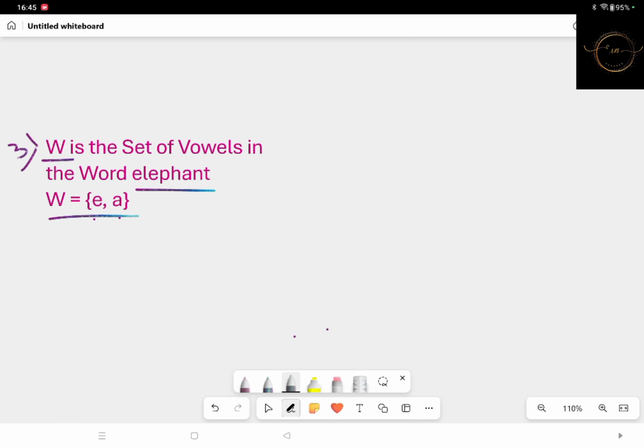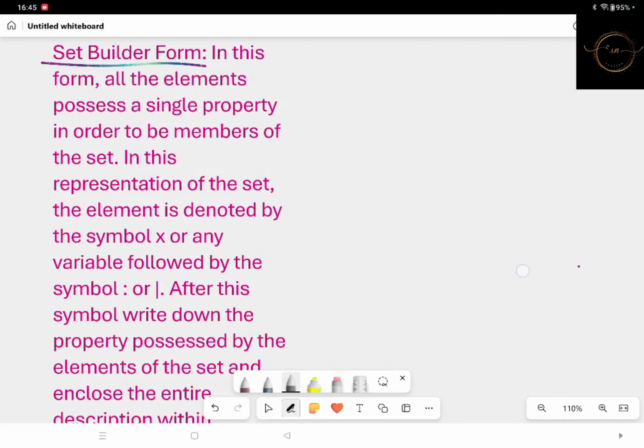Now coming to the next type of representation of a set, and that is set builder form. In this form the elements possess a single property common to the members of the set. In this form questions will be given in roster form. That means it's just the opposite of roster form.